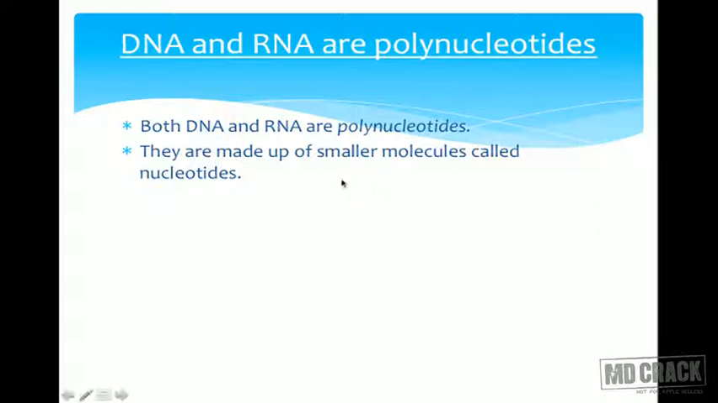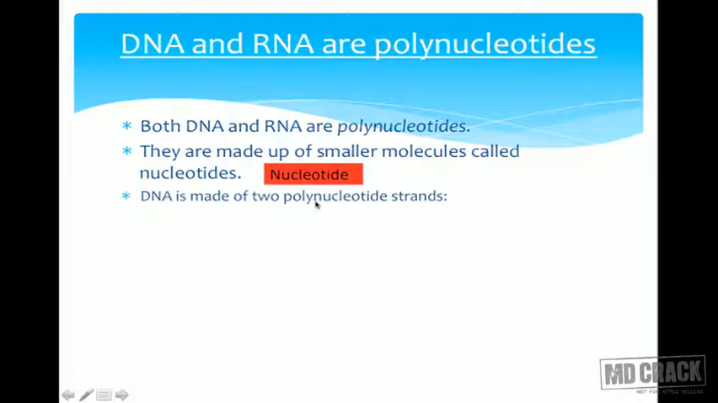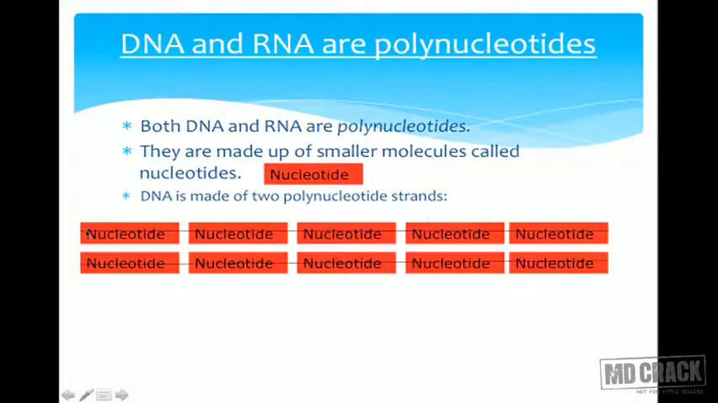Now they are made up of smaller molecules called nucleotides. So if I represent a nucleotide like this in a box, what is DNA? DNA is made up of 2 polynucleotide strands. That is, it will look like this. This is one strand with many nucleotides going one after the other, and the second strand is also made up of nucleotides. Hence the word, they are polynucleotides.